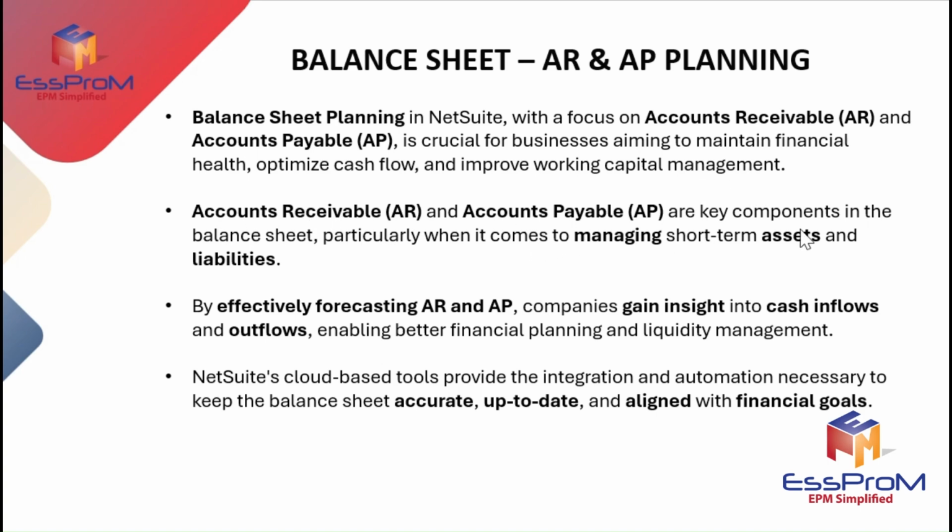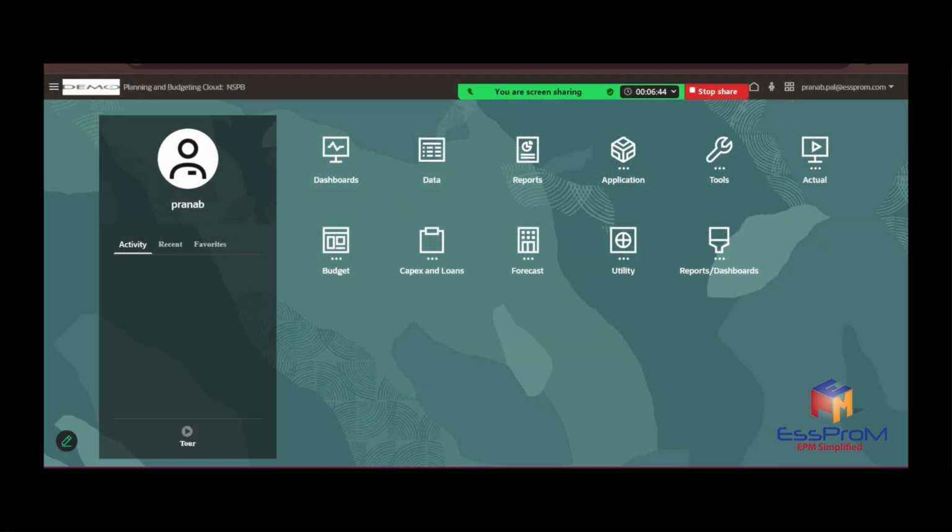Accounts receivable and accounts payable are key components in the balance sheet, particularly when it comes to managing short-term assets and liabilities. By effectively forecasting AR and AP, companies gain insight into cash inflows and outflows, enabling better financial planning and liquidity management. NetSuite's cloud-based tools provide the integration and automation necessary to keep the balance sheet accurate, up-to-date, and aligned with financial goals. Let's see the workflow in the instance.